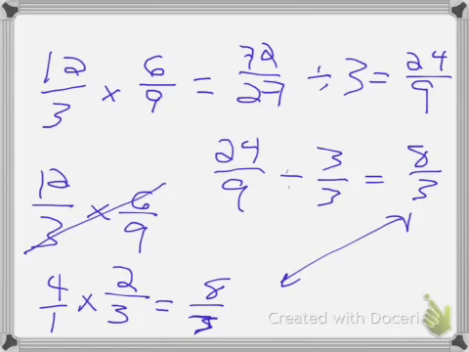But we're not finished with this. So you have to make it into a mixed number. And that would be 3 goes into 8 2 times. And there would be 2 left over, so 2 2/3. And that's how you divide mixed numbers and come out with the right answer.